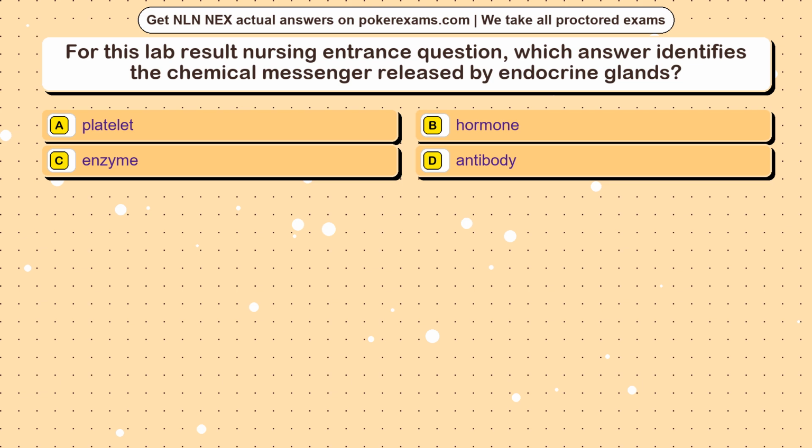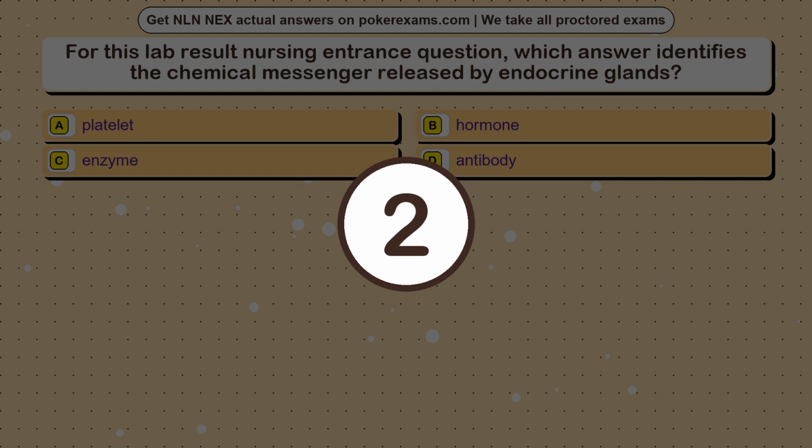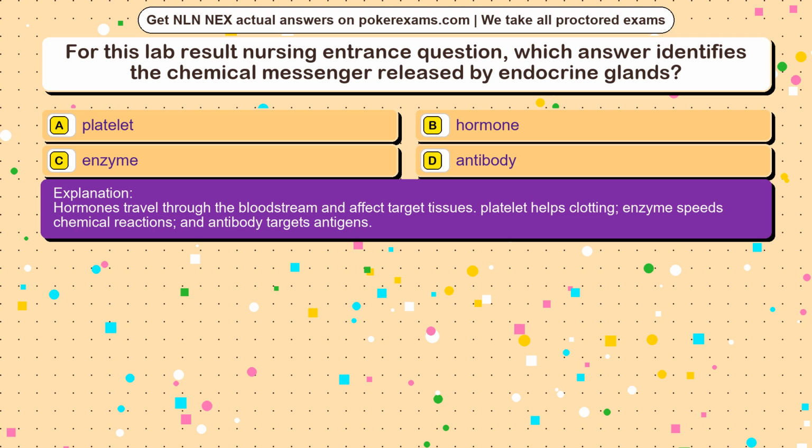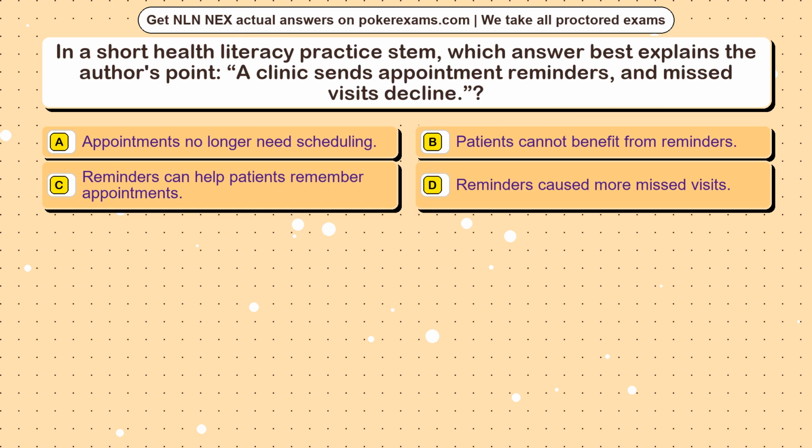Option A, platelet. Option B, hormone. Option C, enzyme. Option D, antibody. The correct answer is option. Hormones travel through the bloodstream and affect target tissues. Platelet helps clotting, enzyme speeds chemical reactions, and antibody targets antigens. Question 14. In a short health literacy practice STEM, which answer best explains the author's point?